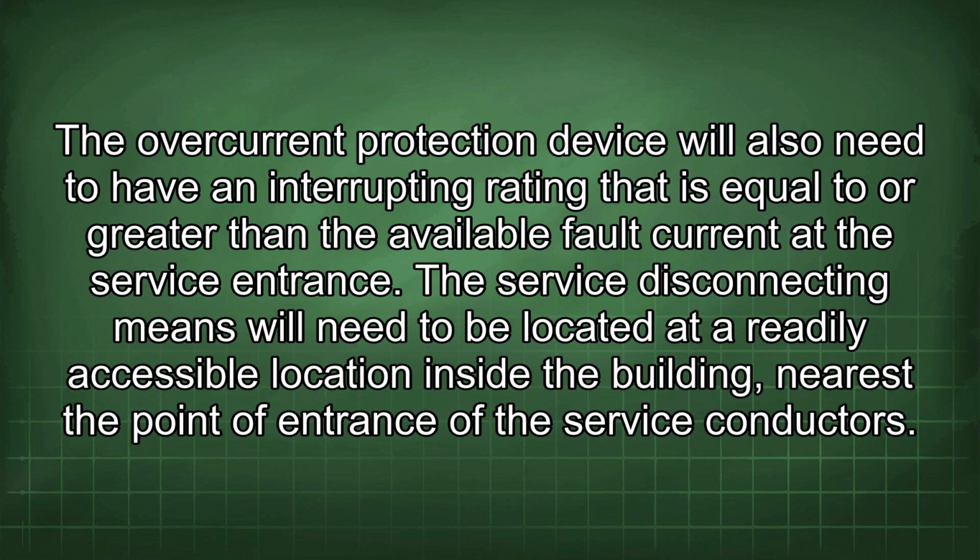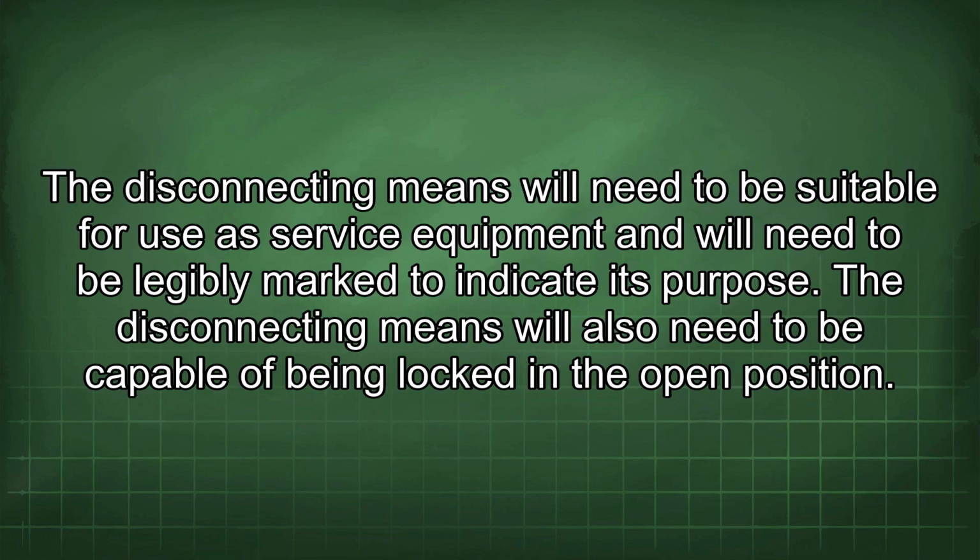The service disconnecting means will need to be located at a readily accessible location inside the building, nearest the point of entrance of the service conductors. The disconnecting means will need to be suitable for use as service equipment and will need to be legibly marked to indicate its purpose. The disconnecting means will also need to be capable of being locked in the open position.